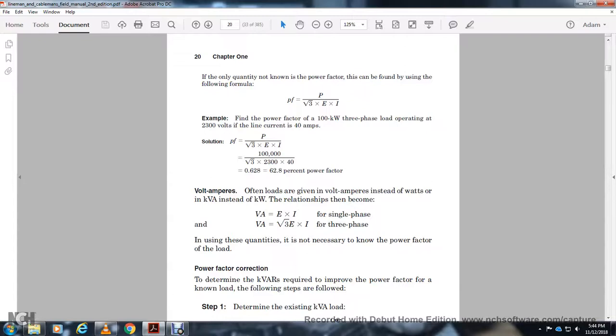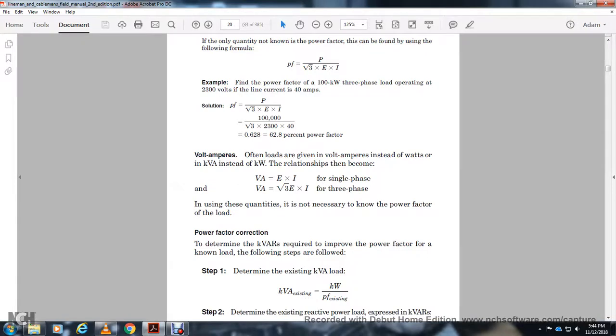All right, loads are often given in volt amperes instead of watts, with kilovolt amperes instead of the kilowatt relationship. Then volt amperes equal the volts times the amps. In single phase, volt amperes equal volts times amps, and in three phase, the square root of 3 times the volts times the amps. The use of the three-phase quantity is not necessary to know the power factor of the load.